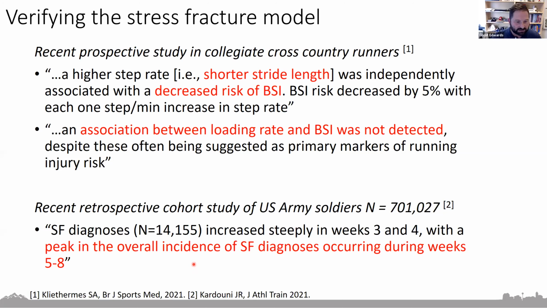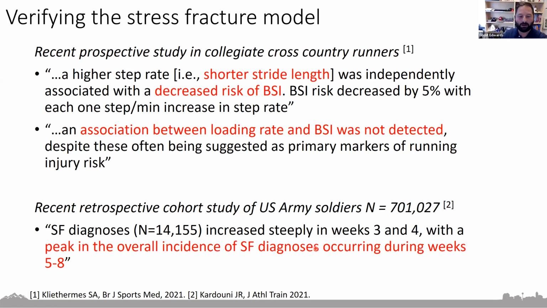And then another study, Cardoini, from Julia Hughes' group, I think at the U.S. Department of Defense, recently showed in a retrospective cohort study of U.S. Army soldiers, N equals 700,000 Army soldiers with 14,155 stress fracture diagnoses, that the risk for stress fracture increased steeply in the first weeks, so 3 to 4 weeks after basic training, and peaked in overall incidence of stress fracture diagnosis occurring during weeks 5 through 8. And so 40 days would put us somewhere around 5 to 6 weeks of training.